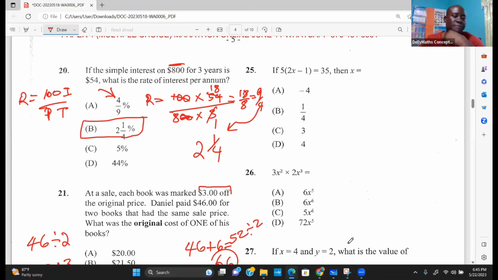$25. Everybody work out that for me. Work out that, guys. Finish, sir. Okay.